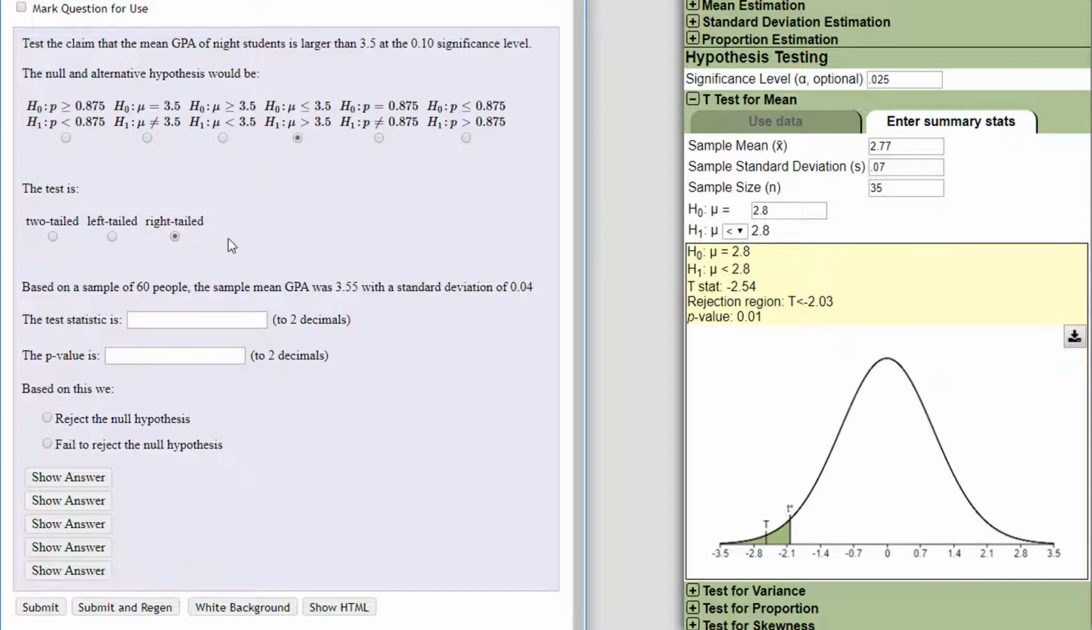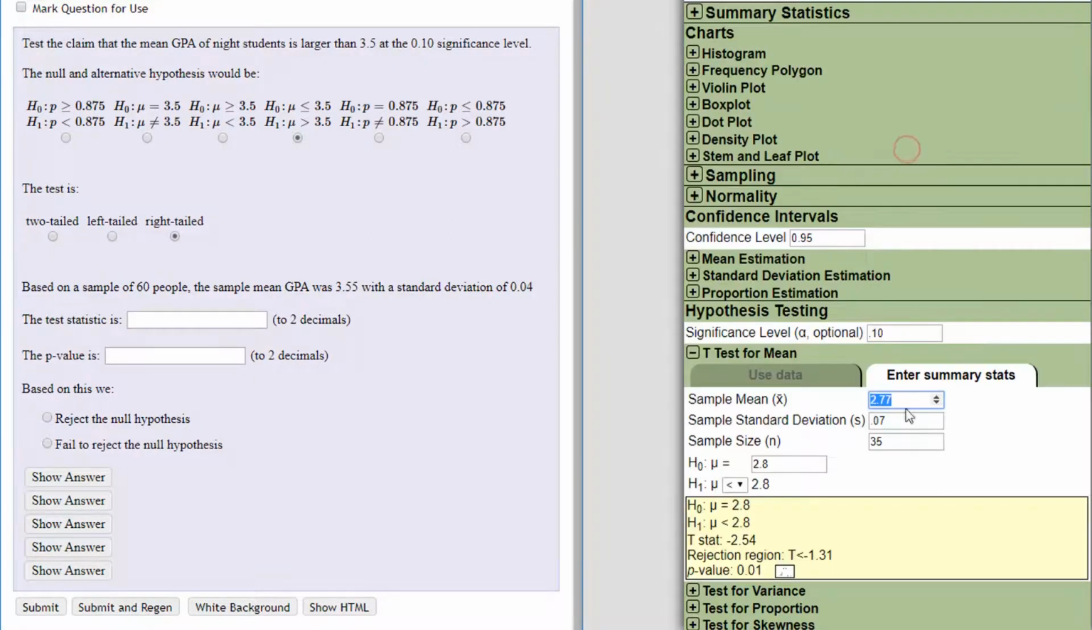And now I'm given the sample statistics. Based on the sample of 60 people, the sample mean was 3.55 and the standard deviation was 0.04. So I'll put all this stuff in. First, the significance level is 0.10. The sample mean, oops, my little image just disappeared. So the sample mean was 3.55, the standard deviation 0.04, and there was a sample of 60 people. I'm going to put in my hypothesis test info, 3.5, and I'm testing greater than, and 2 decimal places. Okay, so my test statistic is gigantic, 9.68.